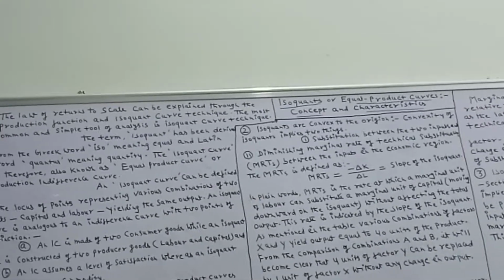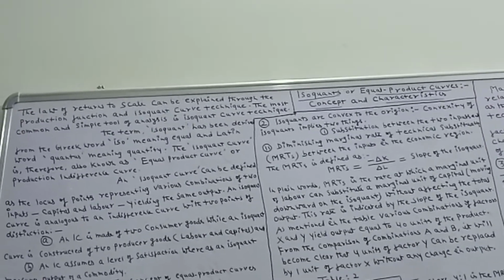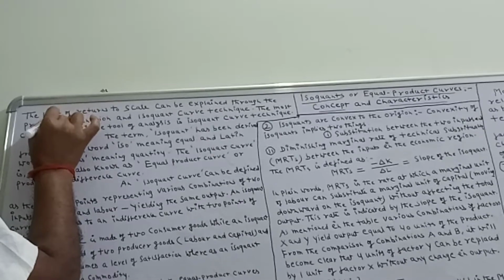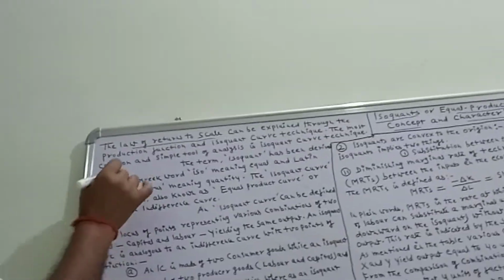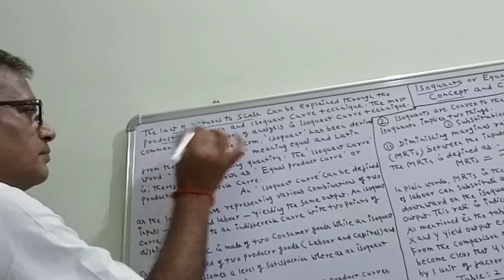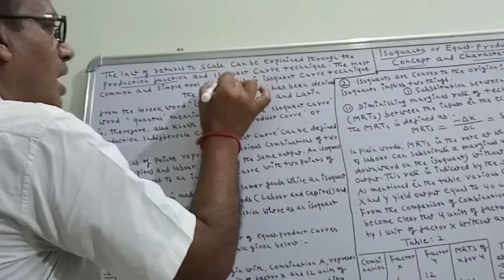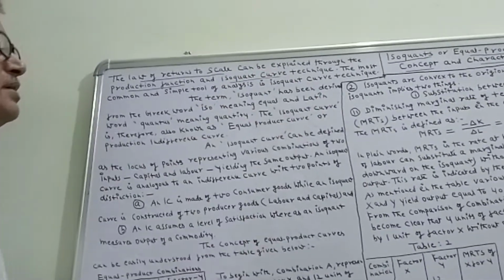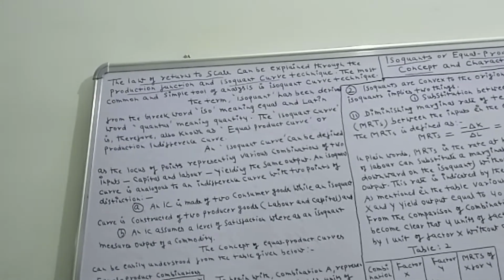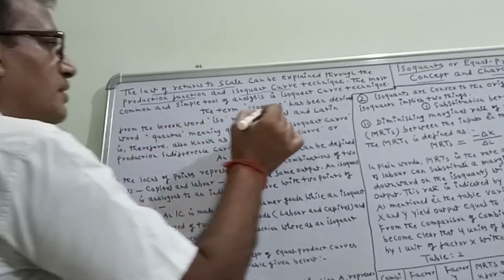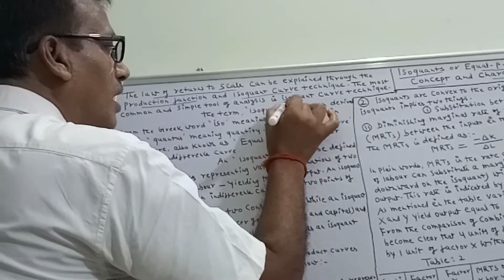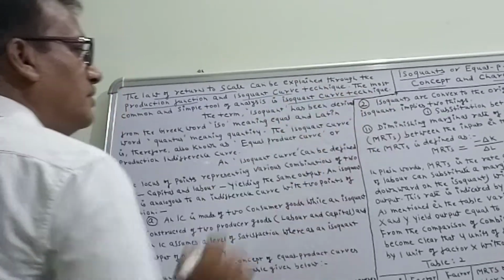The law of returns to scale can be explained through production function and isoquant curve technique. But the most popular and simple tool of analysis is isoquant curve technique.